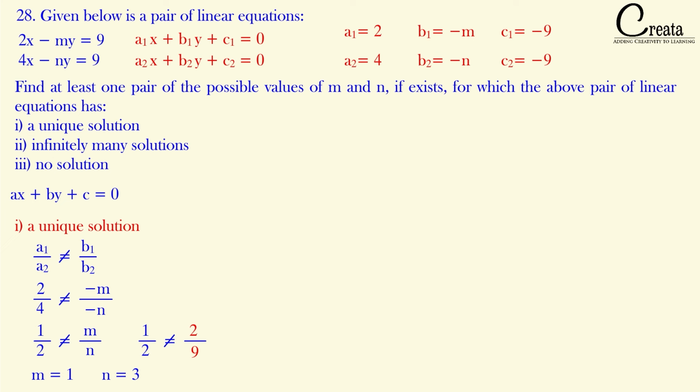We cannot take it as 2 upon 4. That will come out to be 1 upon 2. You can take any value. We have taken m as 1 and n as 3. So we got the value of m and n. Let's put it into the equation.